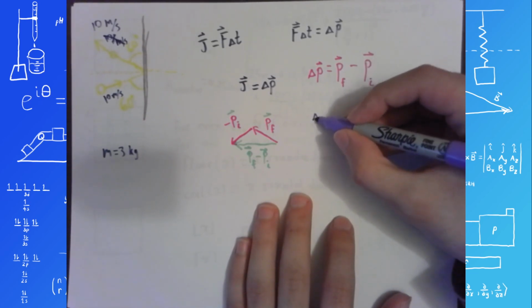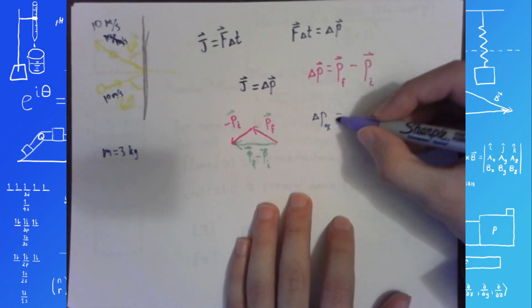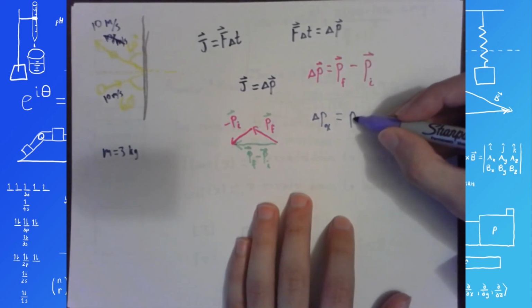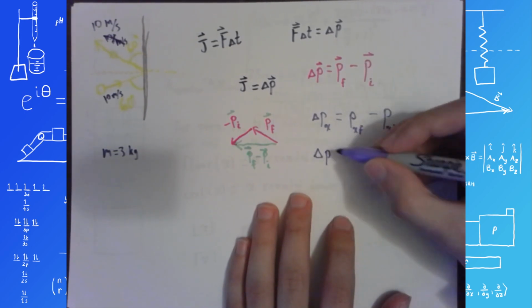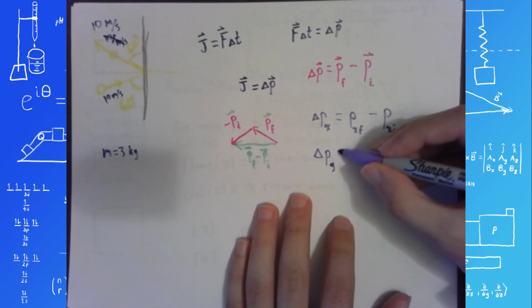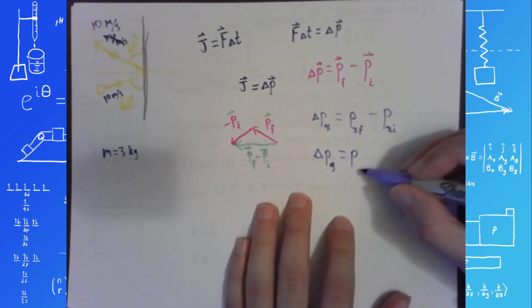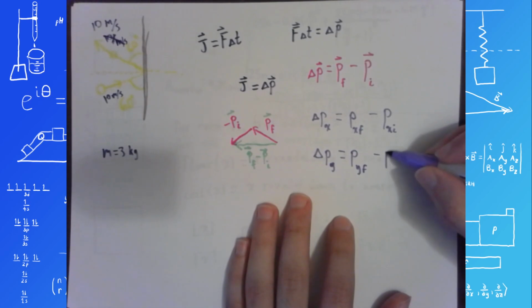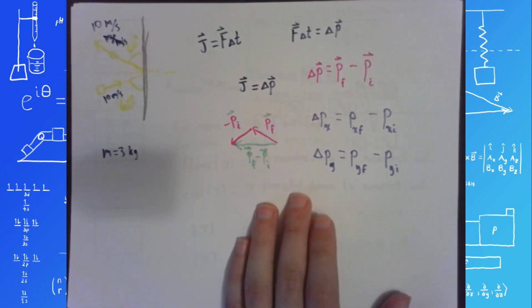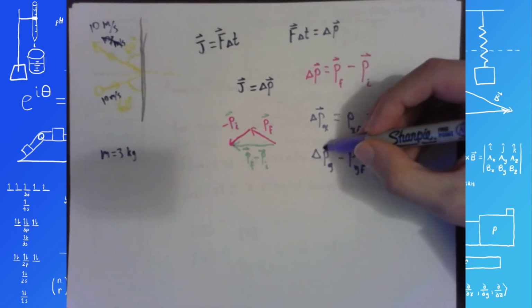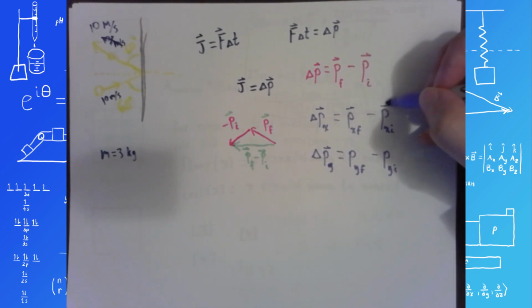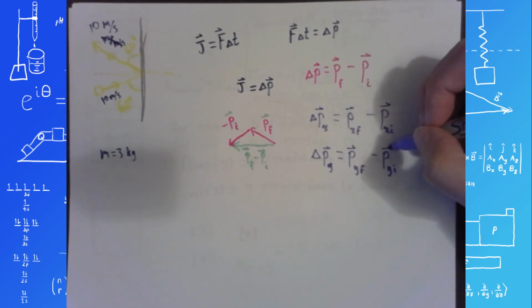So I can do change in momentum in the x direction equals momentum in x final minus momentum in x initial, and change in momentum in the y direction is momentum y final minus momentum y initial. And of course I can put the arrowheads on top if we want to be nitpicky about it.